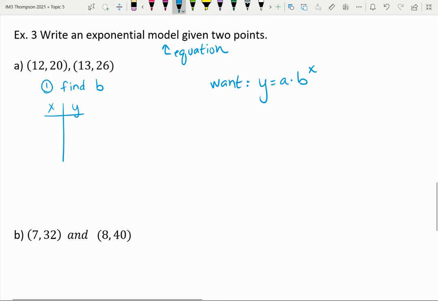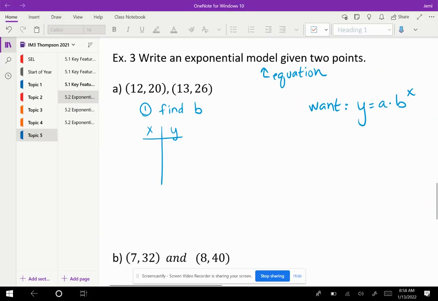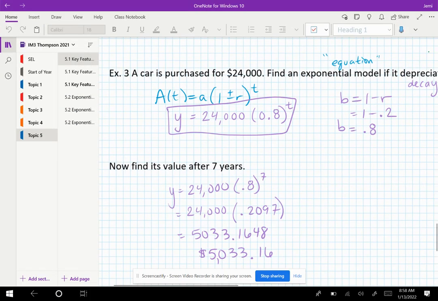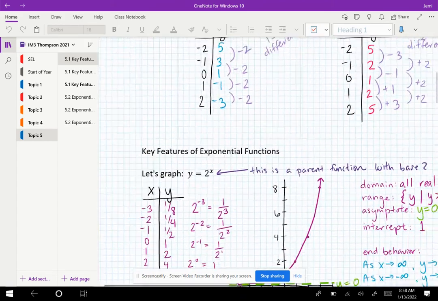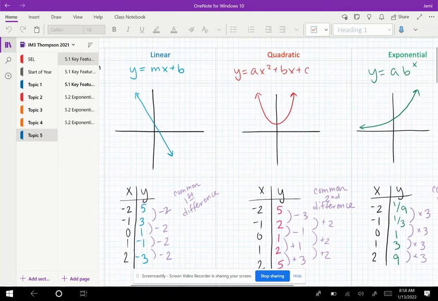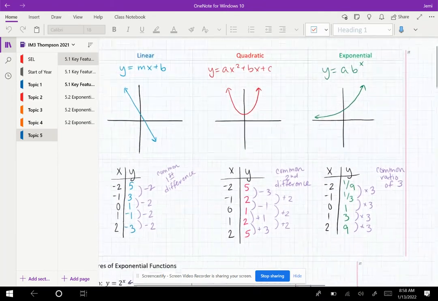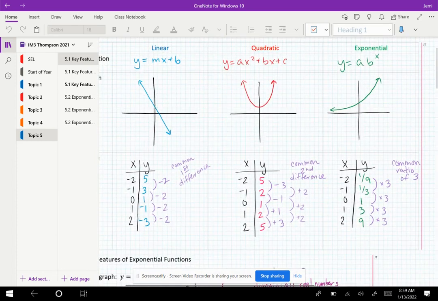If you don't have this down, don't fear. I'm going to come right back to it. Let's take a peek at what we talked about at the very beginning of Monday when we were looking at 5.1. In 5.1, we kind of had a review of comparing what linear, quadratic, and exponential models look like.